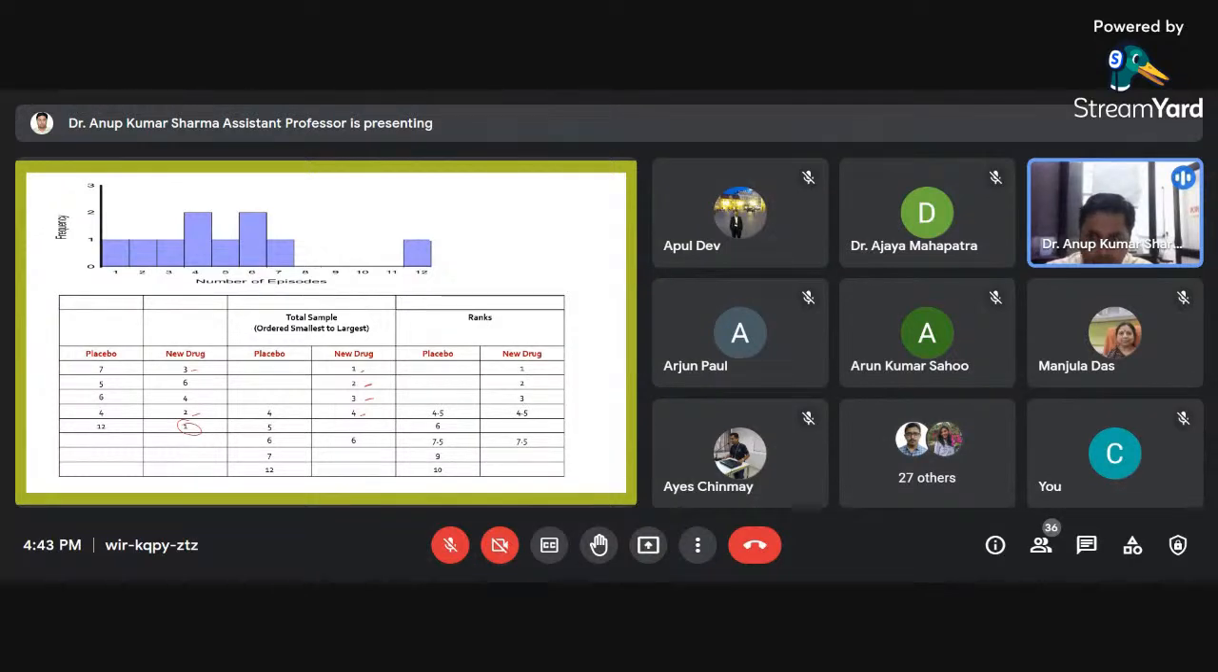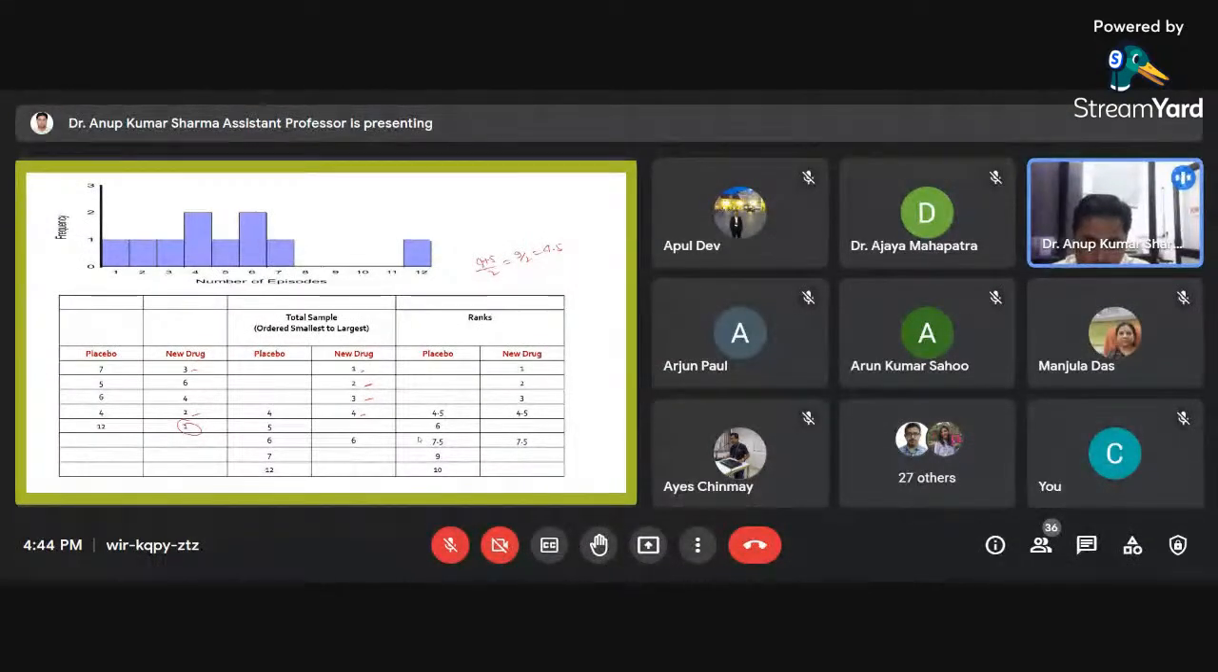Now 4 is repeated, so ranks 4 and 5, but both values are the same, so we give the average value: 4 plus 5 by 2, which is 9 by 2, equal to 4.5. So we provide these values. Next, 4 and 5 are completed, then 6, 7 and 8. So 7 plus 8 divided by 2 is 7.5. Then further ranks 9 and 10 are given.